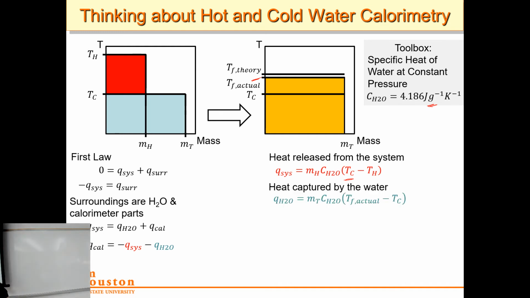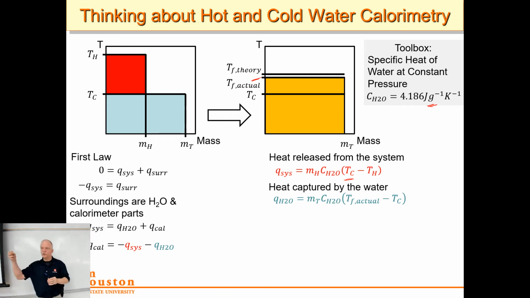Okay. So now the heat captured by the water. We have this total mass of water now, and it went from the cold temperature up to the final temperature. And so how many joules was that? So T final minus T cold, that's a positive difference. We have the specific heat of water, it's a positive number. We have the mass of the total, positive number. And so this is a positive amount of joules that went into the cold water and raised it to T final. Okay. And so that's the joules.